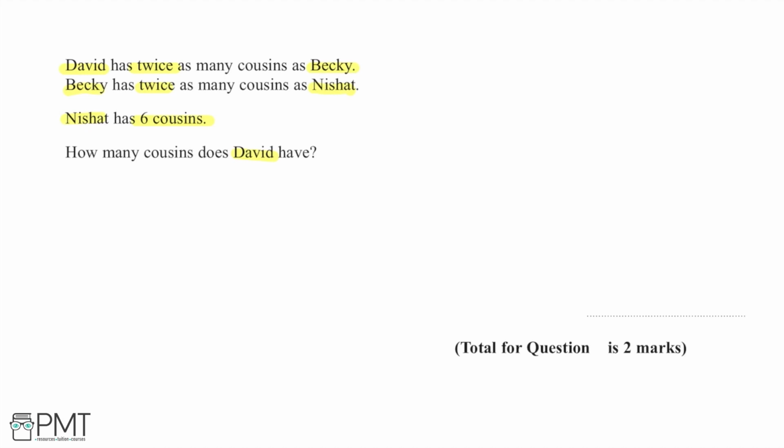So here I see that Nishat has 6 cousins, and I'm also told that Becky has twice as many cousins as Nishat. I could then use this to calculate the number of cousins David has. So if I work out firstly the number of cousins Becky has, so Becky is equal to twice, so 2 times the number of cousins that Nishat has, and that is 6. So 2 times 6 gives us 12. So Becky has 12 cousins.